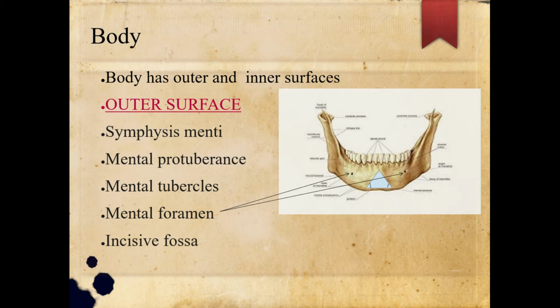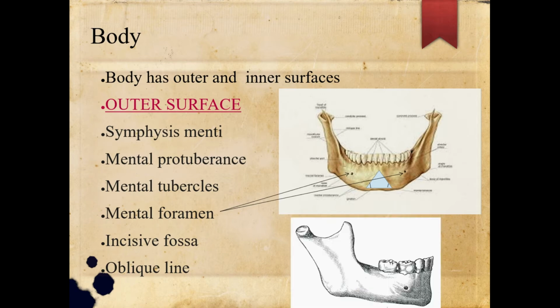Then the incisive fossa. The incisive fossa is a depression that lies just below the incisor teeth. Then the oblique line. It is the continuation of the sharp anterior border of the ramus of the mandible. It runs downwards and forwards towards the mental tubercle.